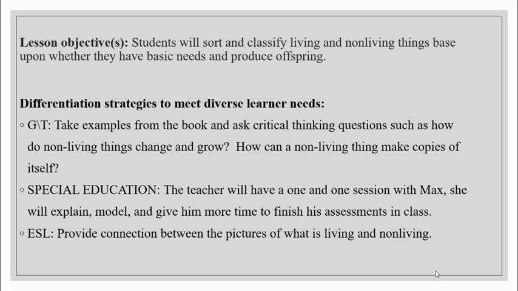Our lesson objective: students will sort and classify living and non-living things based upon whether they have basic needs and produce offspring. Differentiation strategies to meet diverse learner needs. For our GT students, we will take examples from the book and ask critical thinking questions such as how do non-living things change and grow? And how can a non-living thing make copies of itself?